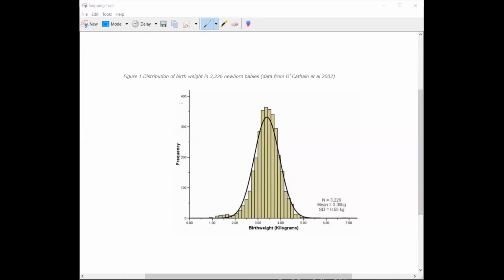So if you look at this histogram here, it shows the birth weights of a set of babies from this study in 2002. 3,226 babies have been measured. What we're most interested in here is that the average weight was 3.4 kilograms. And the standard deviation, if you remember, is a measure of how spread out your data is. And we saw how to calculate that on our calculators in the last chapter. We're going to call that 0.6 just for simplicity.